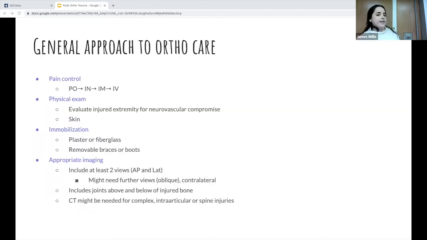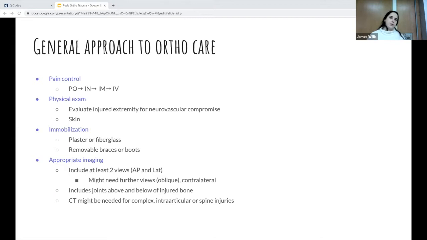So the general approach to orthopedic care is going to be pain control. And this is important because sometimes we have to wait to see these patients, but most of the time you can see when a patient probably has a fracture, because most of the time they will have an obvious deformity.